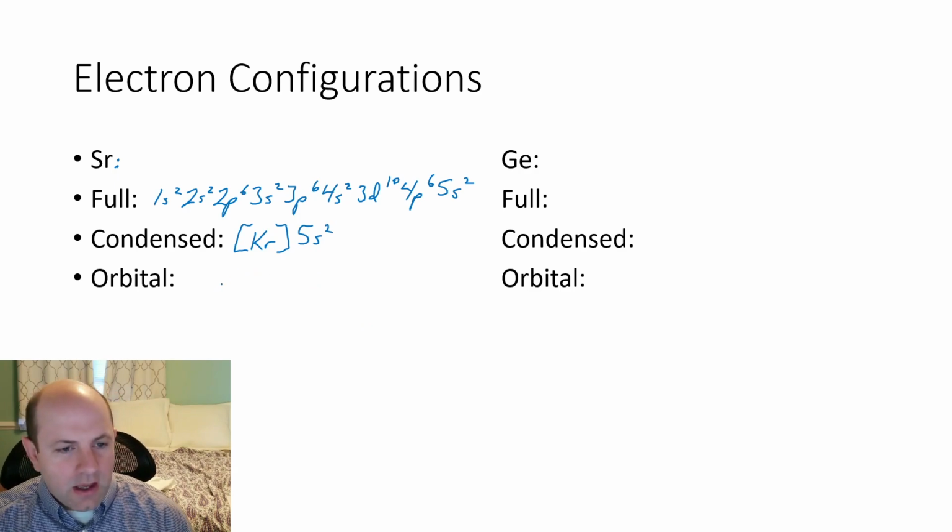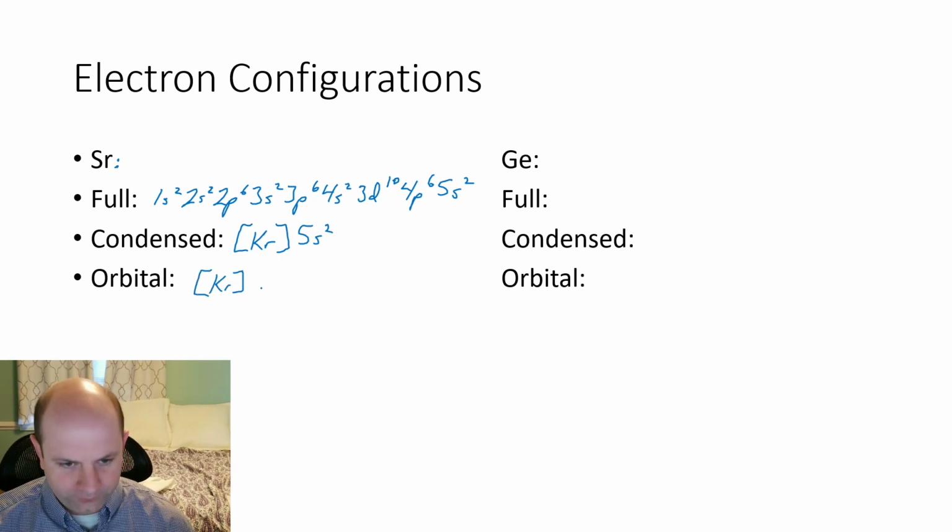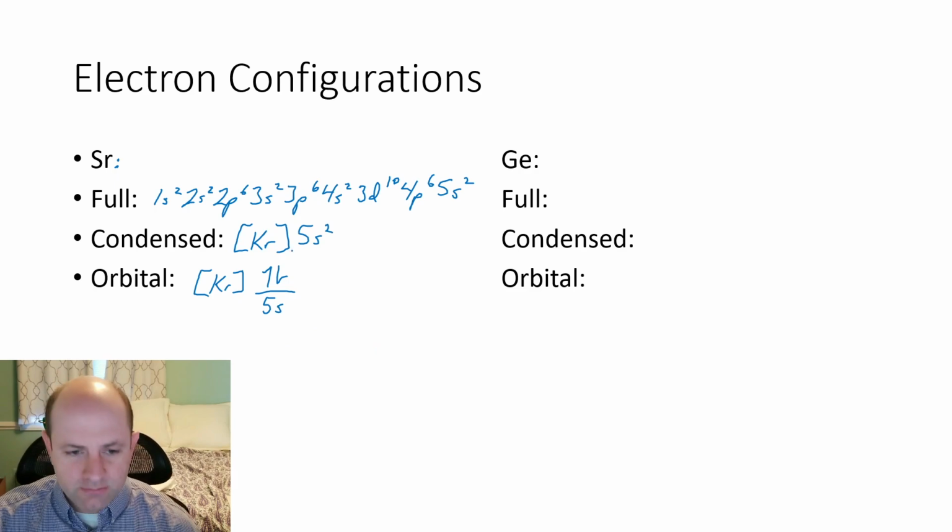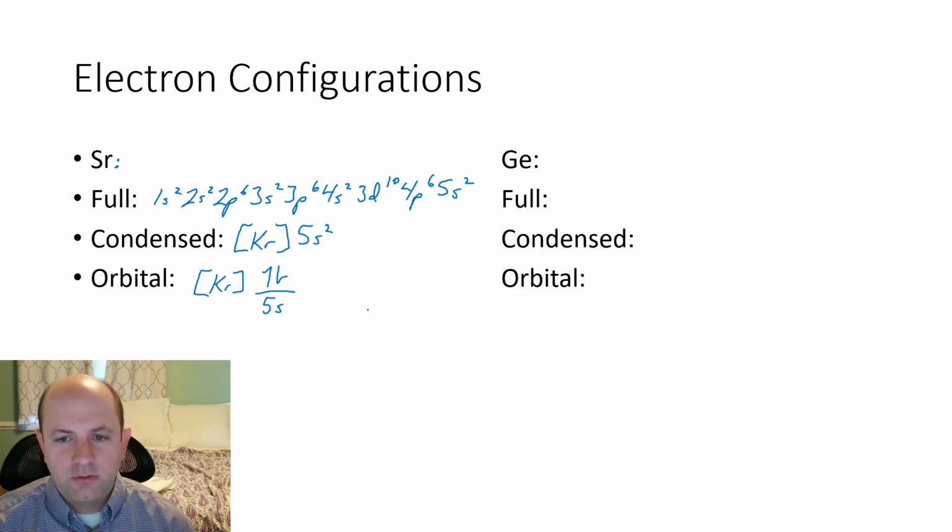All right. Then for the orbital configuration, again, we're going to combine it here with the condensed so that we don't have to draw everything. We would just put krypton core, we draw a blank and label it 5s, and because there's 2 electrons, that means we'll need 2 arrows. And for the Pauli principle to keep them paired, 1 up, 1 down. So those are the 3 configuration types for strontium. So you can kind of see how we got all those.